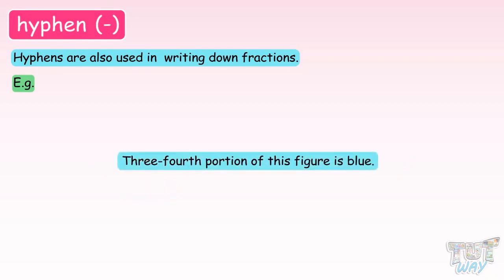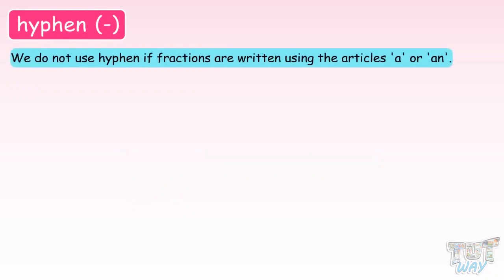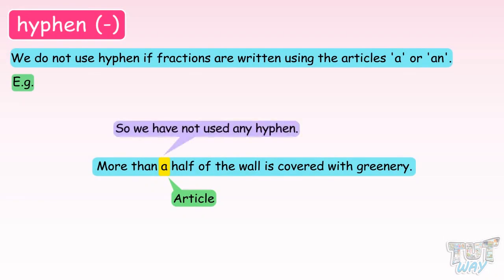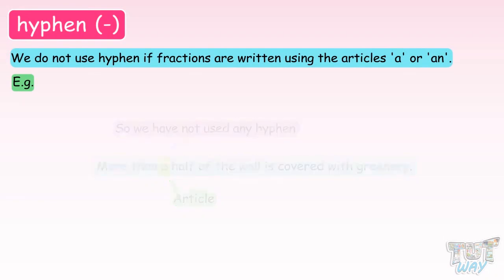3-4 portion of this figure is blue. Here again, fraction is written with the help of hyphen. We do not use hyphen if fractions are written using the articles a or an. Let's have examples. More than a half of the wall is covered with greenery. Here we use article a before the fraction. So we have not used any hyphen.